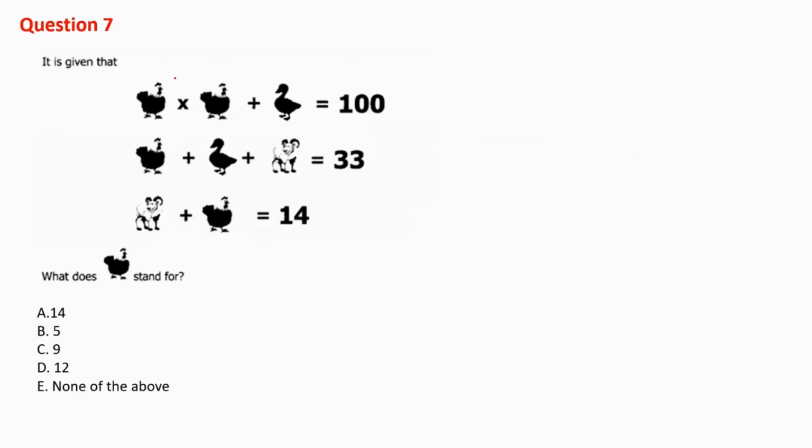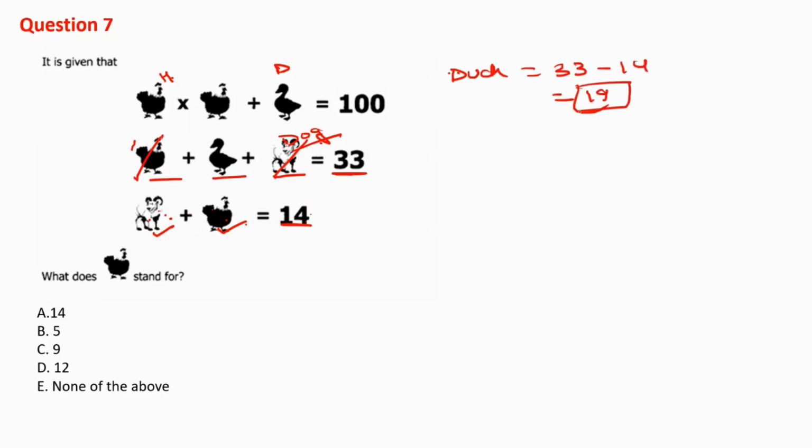It is given over here. We have three figures as we can see: hen, duck, and let's say this is the dog, looks like a dog. Three statements are given. First one, dog and hen together is 14. Dog, hen, and duck together is 33. If we implement the first statement in the second one, in place of dog and hen we have 14, so what's left for the duck? 33 minus 14, that's 19. That means the duck is 19.